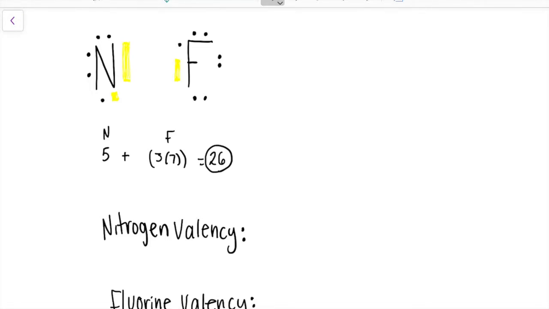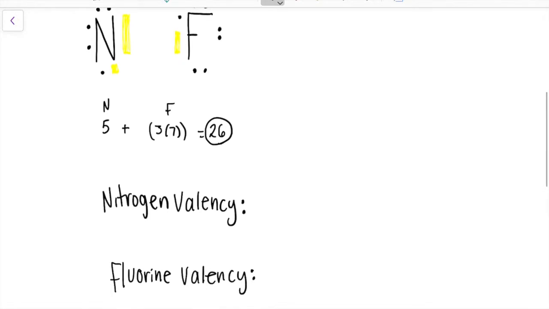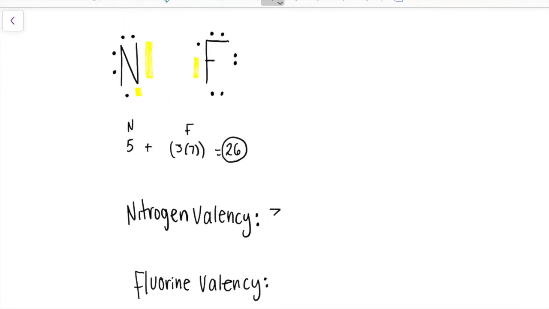So that means that the valency of nitrogen would be 3, and the valency of fluorine would be 1, because nitrogen has room for 3 more valence electrons, and fluorine has room for 1 more.